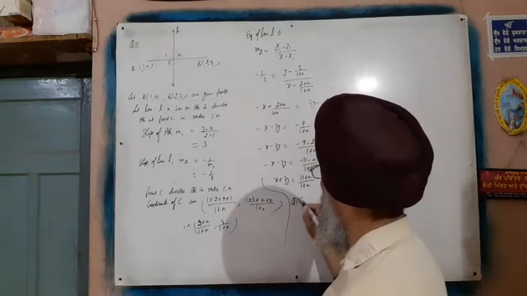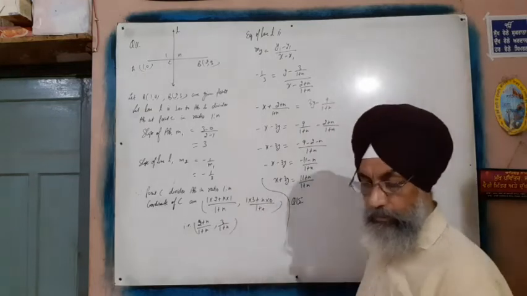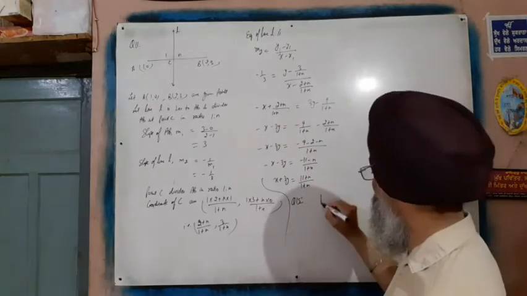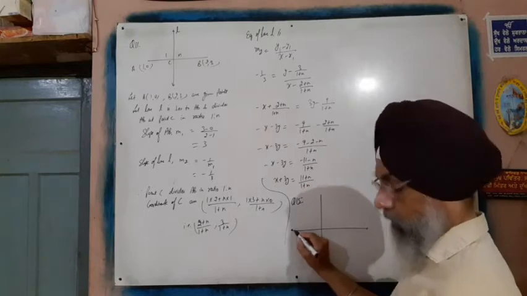This is question number 15. The perpendicular from the origin to a line meets the line at a point. We draw a rough figure here. Making a rough figure here.